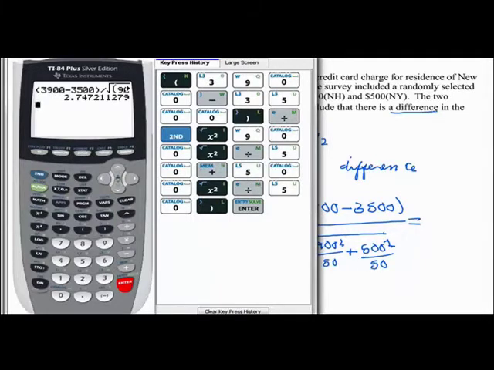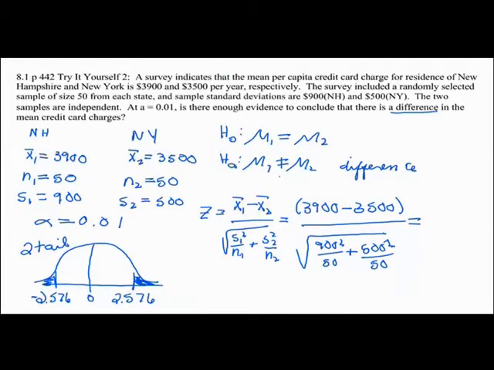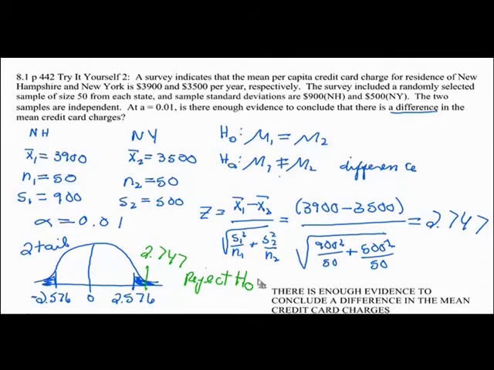We've got our 2.747. 2.747 is going to be in the critical region here, in the positive side of the critical region. Therefore, we're going to reject the null hypothesis, the H sub 0, and we're going to accept the alternate hypothesis. Therefore, there is enough evidence to conclude a difference in the mean credit card charges between New Hampshire and New York.